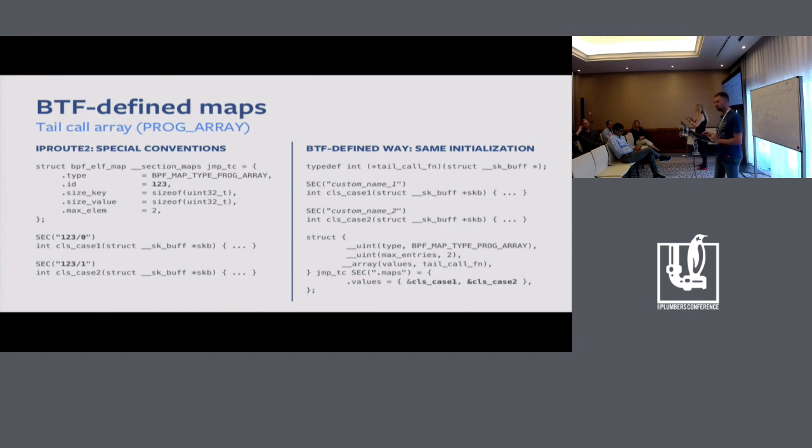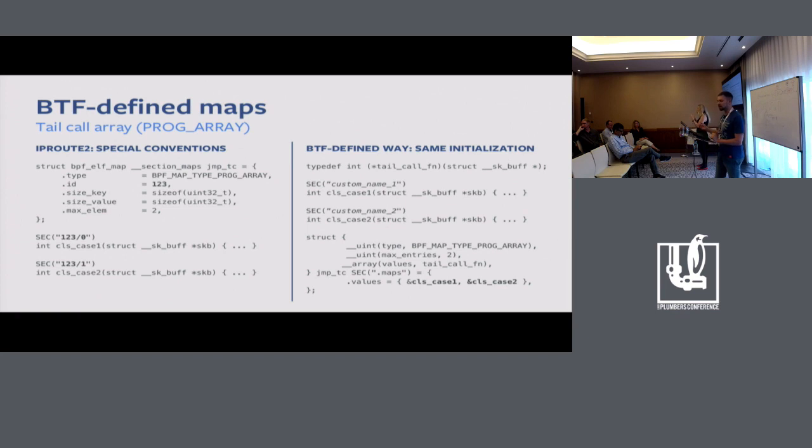So what do you think about that? This works well if your functions are always static and it's all defined in your code, but what if the tail call you want to jump to is dynamic? Well, you will still be able to do everything programmatically, right? It's just declarative, so common cases should be easier, because right now map in map and proc array are kind of cumbersome to initialize.